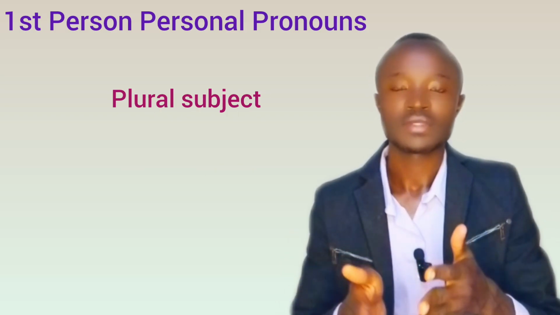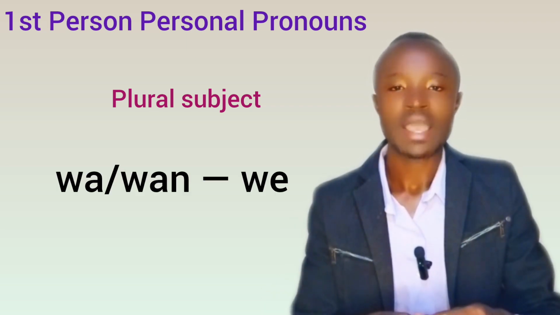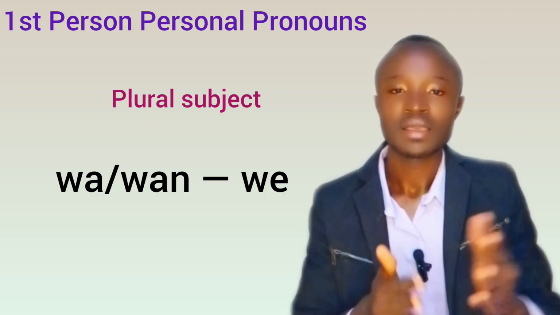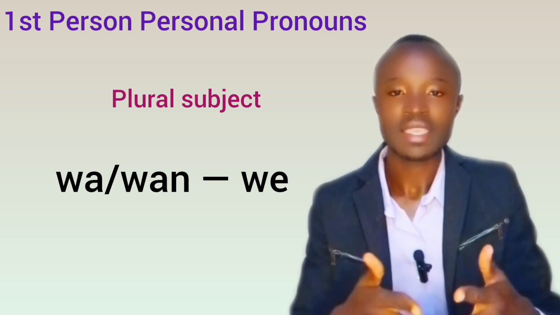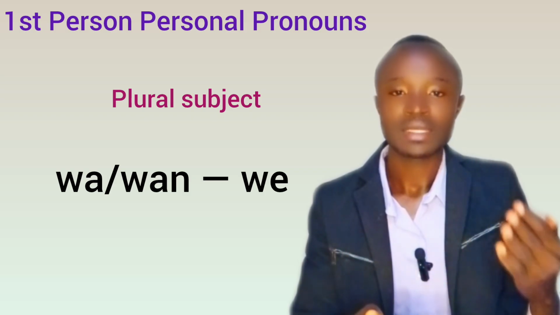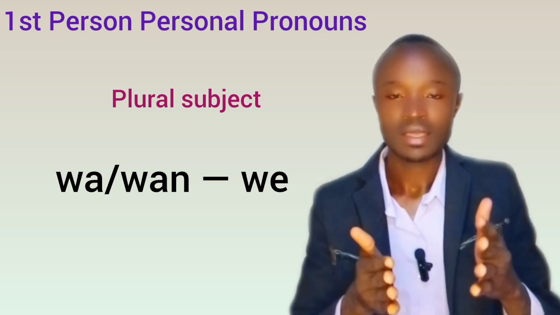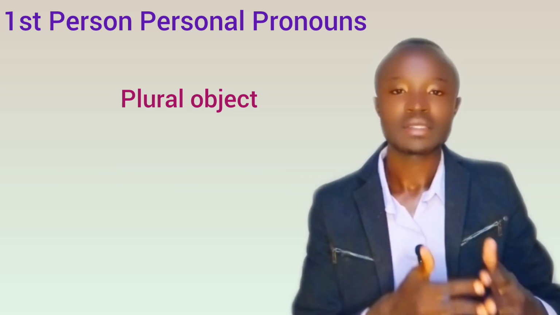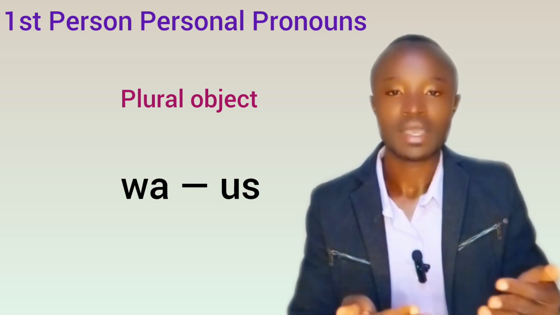The plural subject personal pronoun, on the other hand, is wa, or one. You can hear the one being pronounced with a schwa somewhere in the middle. So you either say wa or one. That is the subject first person pronoun. And the object first person pronoun is wa. Say it after me: wa.